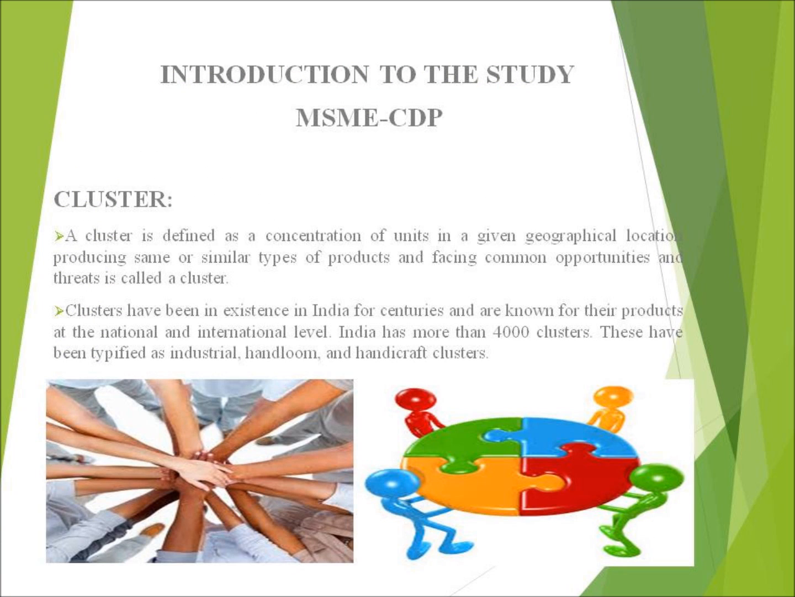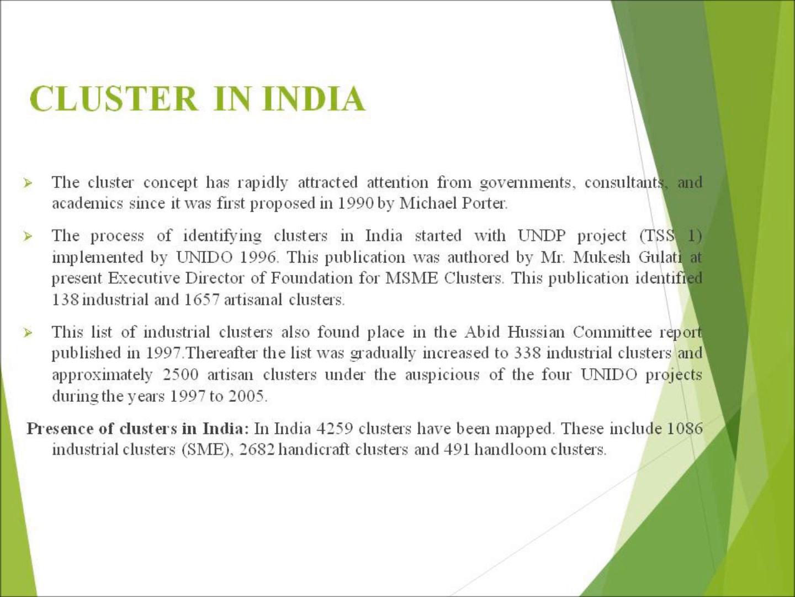Introduction to the study: MSME-CDP scheme. Before going to the CDP scheme, we must know the meaning of the cluster. A cluster is defined as a concentration of units in a given geographical location producing the same or similar type of products and facing common opportunities and threats. This has been typically divided into industrial clusters, handicraft clusters and handloom clusters, and in India, 4,259 clusters have been mapped. This includes 1,086 industrial clusters, 2,682 handicraft clusters and 491 handloom clusters.